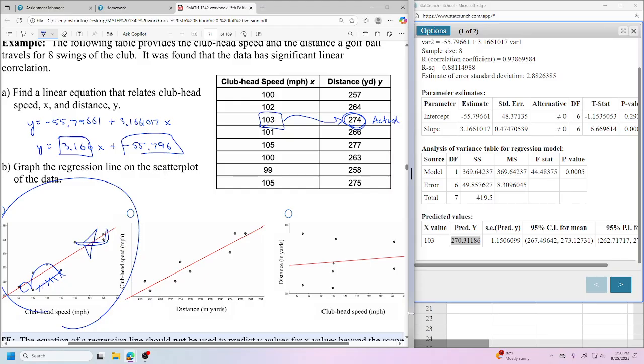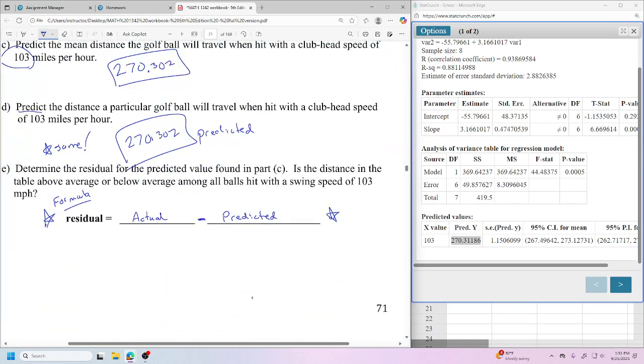So I'm comparing now. I've got 274 was the actual, 270 was the predicted. See what I'm going to do here? Actual, 274. Predicted, 270. What's my answer? 4. And we're done. That was it. It's not hard math. It's not. But we're going to have to look into that.